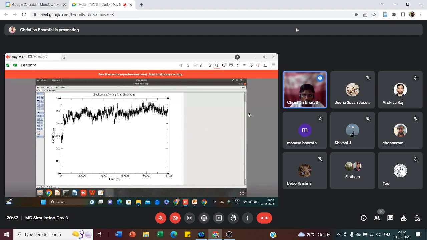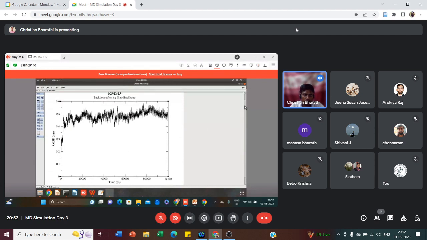So RMSD is this. Okay, so initial RMSD was here. So in MD, the starting structure is the reference structure. So RMSD is calculated from this. Okay, so each and every frame's RMSD is compared with that and measured. Okay, so here it is.